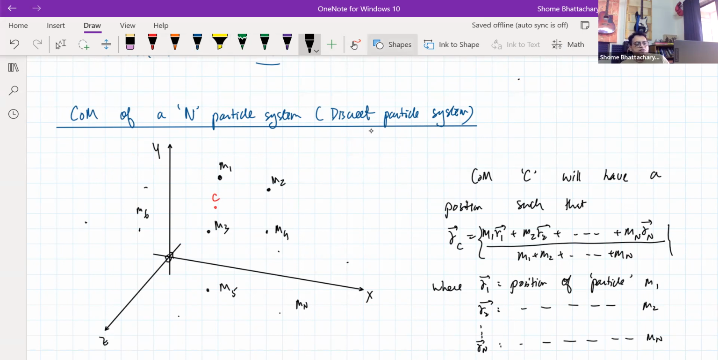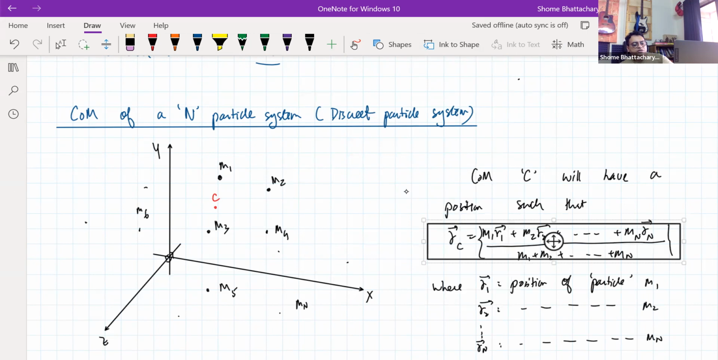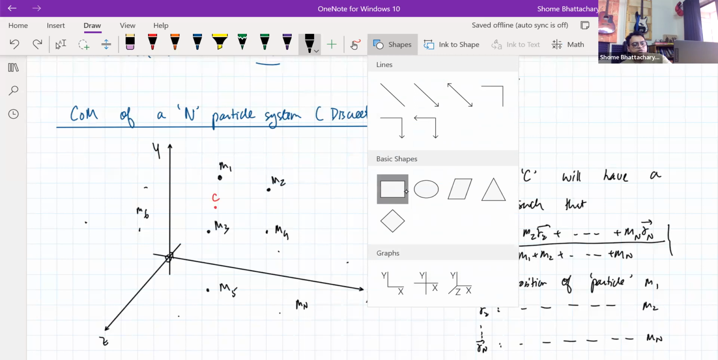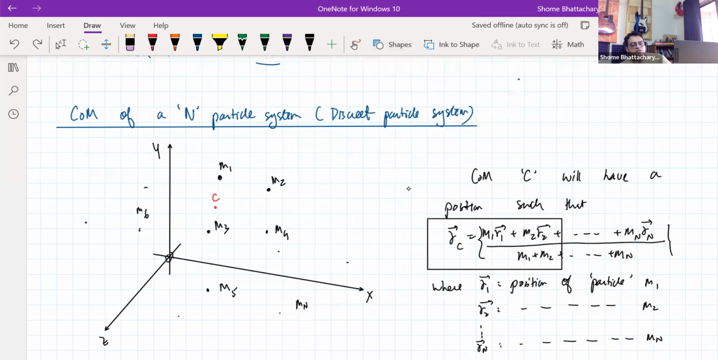So as you can see, it is an extension of the formula that we had for the two particle system. This also gives us the same information, that it is the weighted mean, but it is the weighted mean of an n particle system instead of a two particle system.